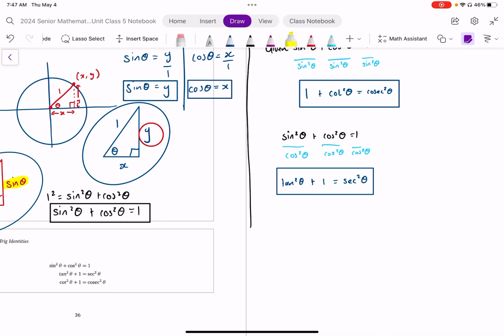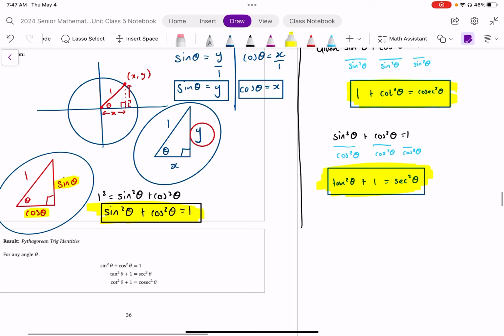So we've got 3 here. We've got sine squared plus cos squared is 1, 1 plus cot squared is cosec squared, and tan squared plus 1 is sec squared theta. These are 3 trig identities that we do need to know for this course.